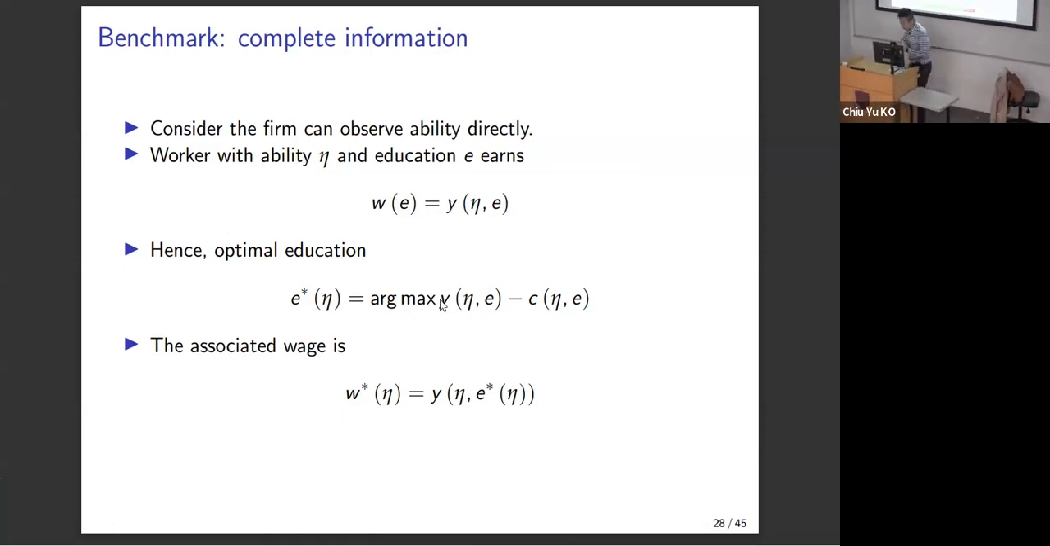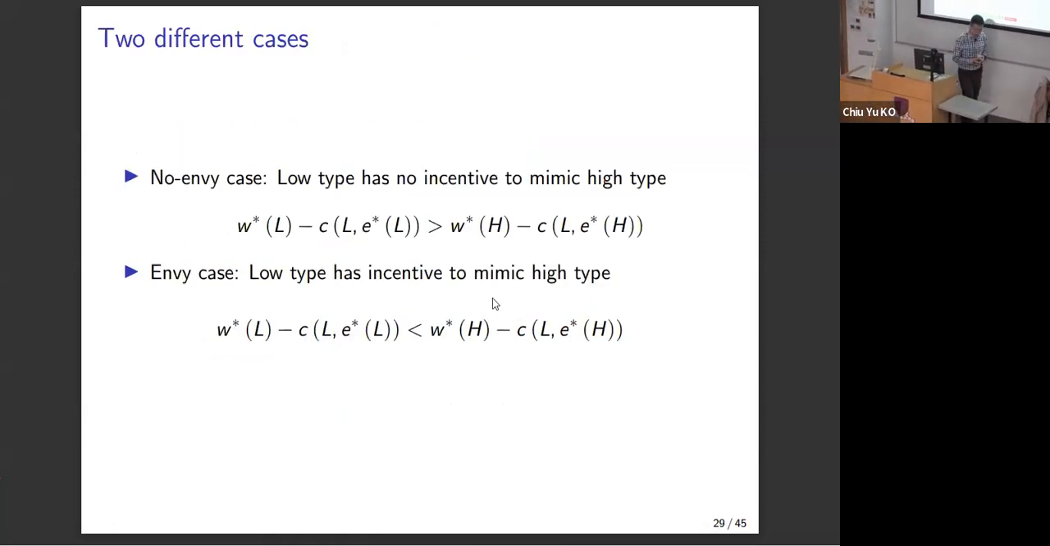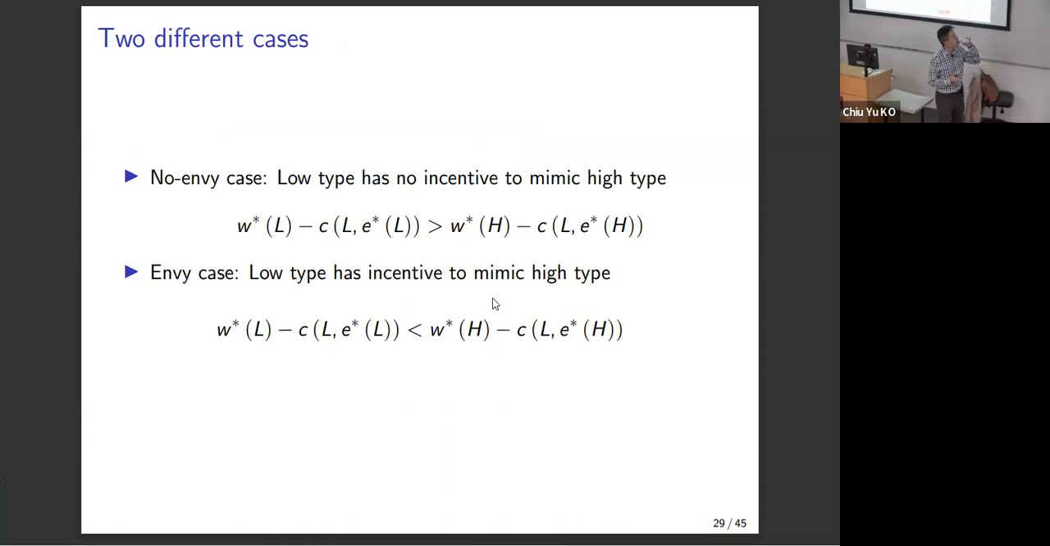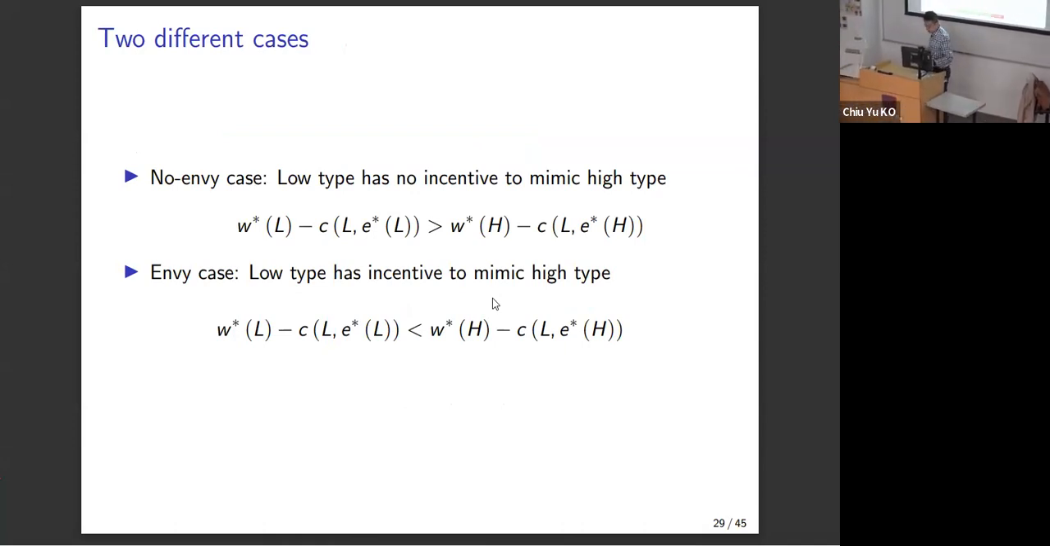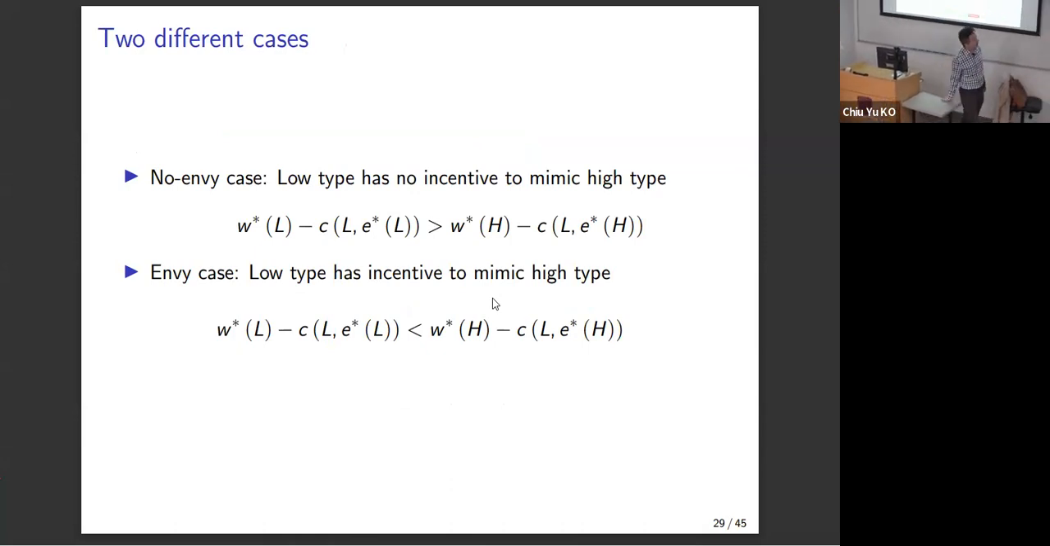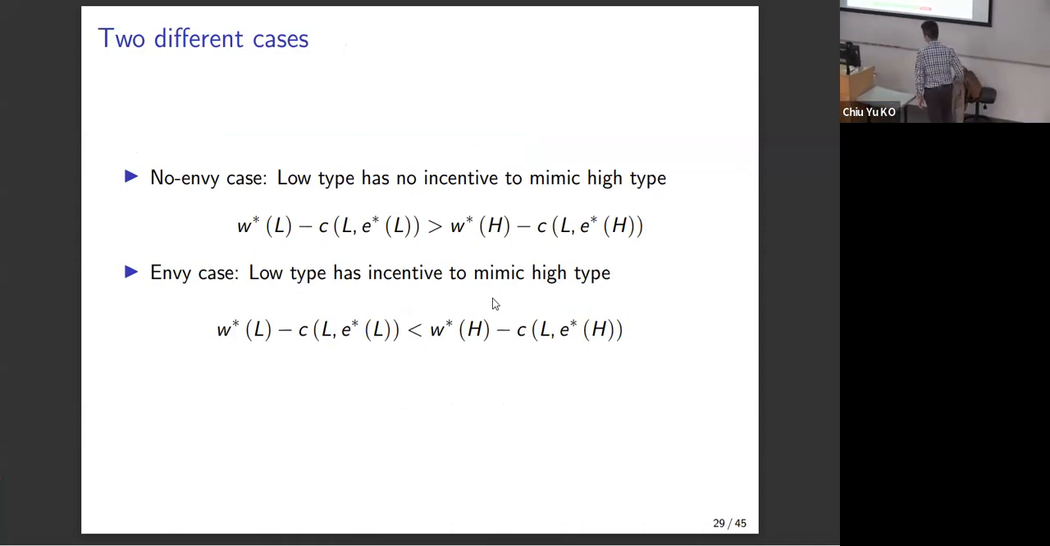Now we have more fun. Let's look at the case. We will define two different cases, which are called the no NV and NV cases. If the star denotes equilibrium, the no NV case means that in the equilibrium, the low type is happy, with the surplus of the low type.